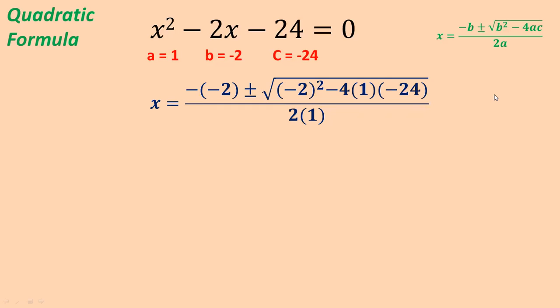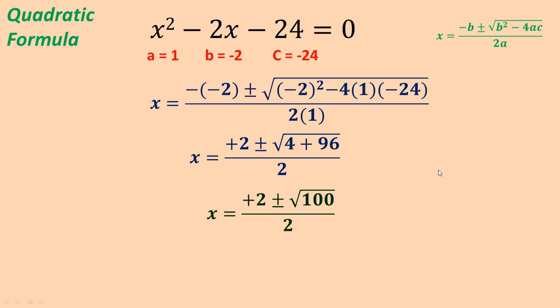In the next step, we are going to solve the powers. So 2 raised to power 2 is 4, and 4 multiply 1 is 4. And negative 4 multiply negative 24, the answer is plus 96. Why? Because negative multiply negative will become plus. The outside, you can see the bracket, so negative multiply negative became positive, divided by 2. Now we add 96 plus 4, that will become 100. Now the square root of 100 is 10.